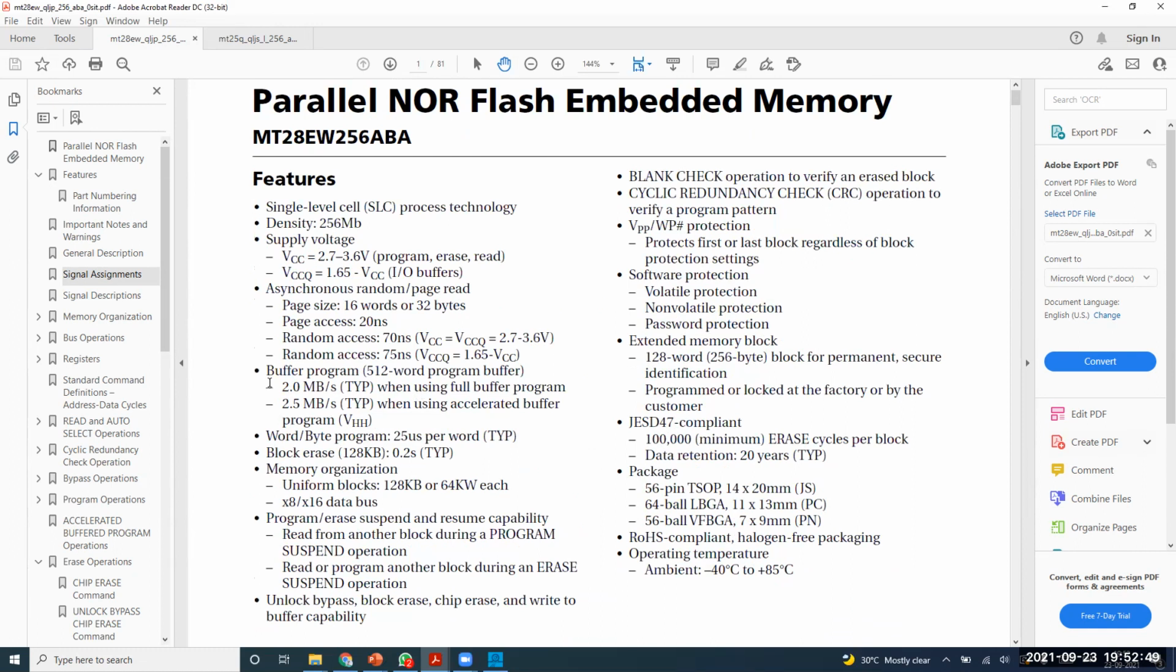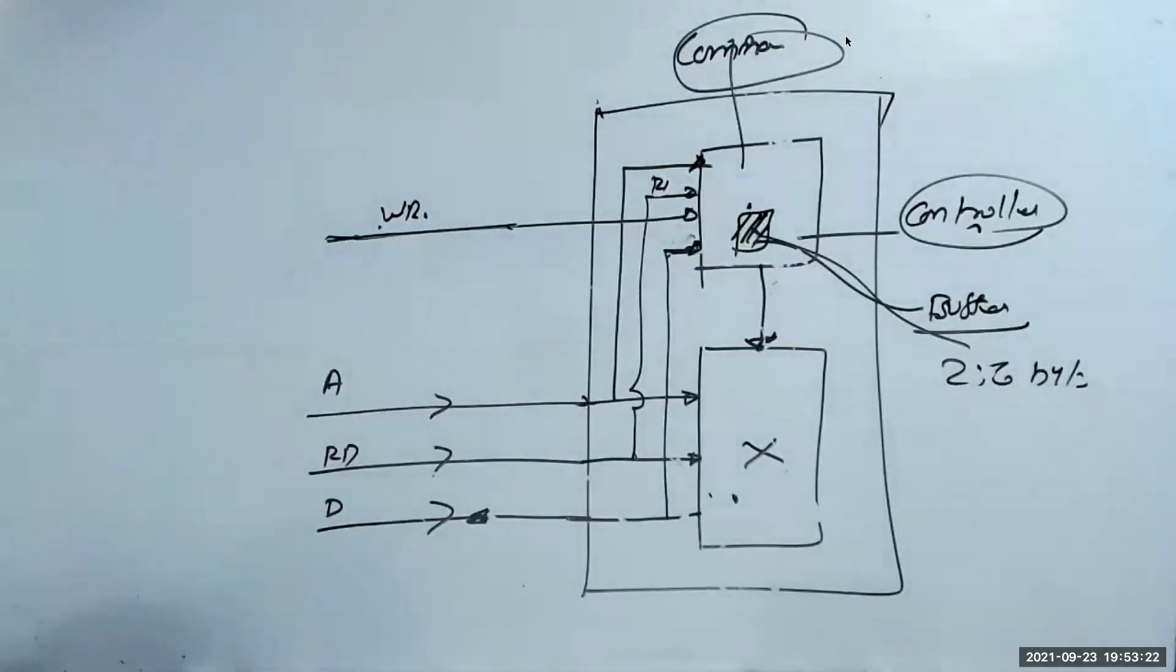Oh, see, here is the buffer program, word program, program buffer. This is called the buffer. It is word into 2, that is about 1K. This block, I wanted to check how much these devices have. Okay, so this one has 1K.